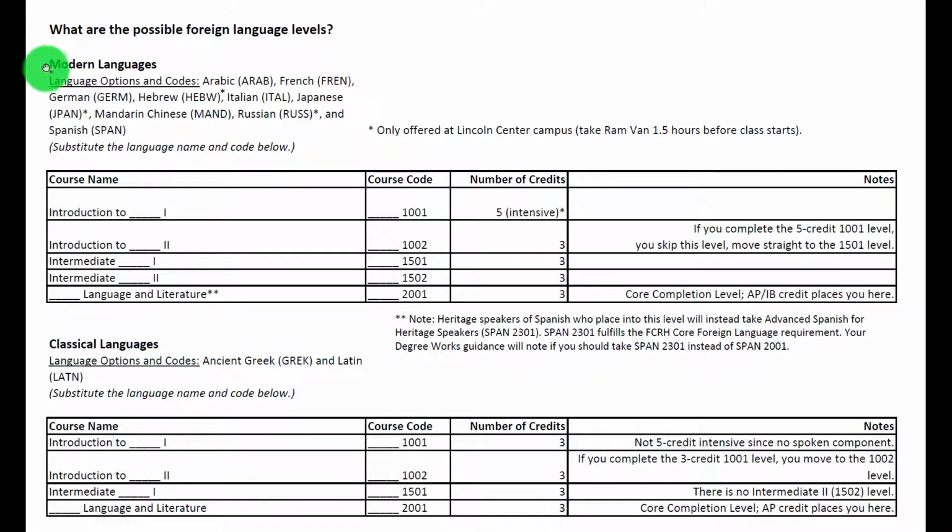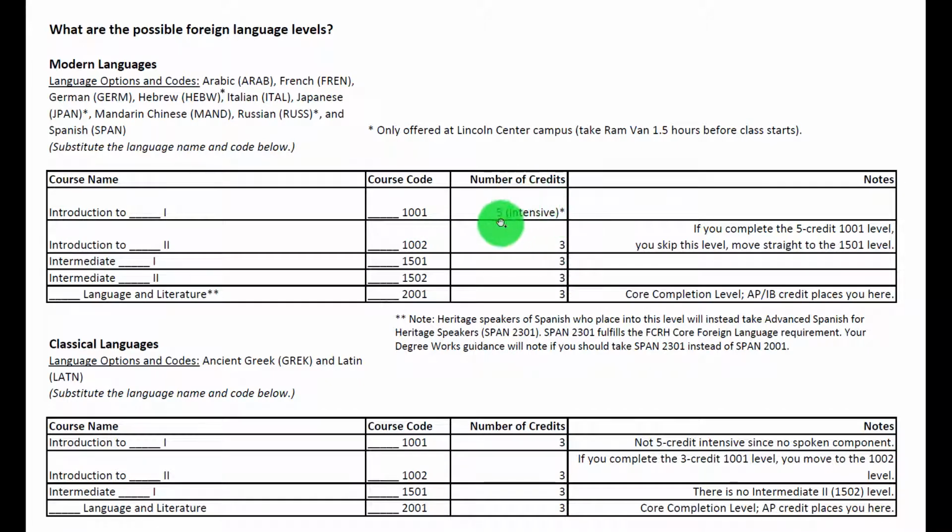So if you came in wanting to start one of these languages here from scratch, having never studied it before, you would take the Introduction 1 level. So if you had never studied French before and you wanted to study French for the first time, you would take Introduction to French 1. And the course code for that is FREN 1001.